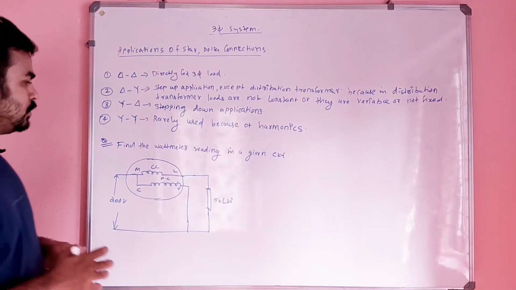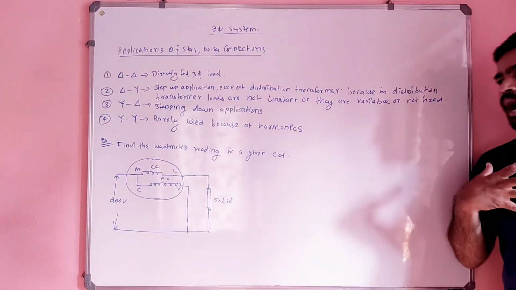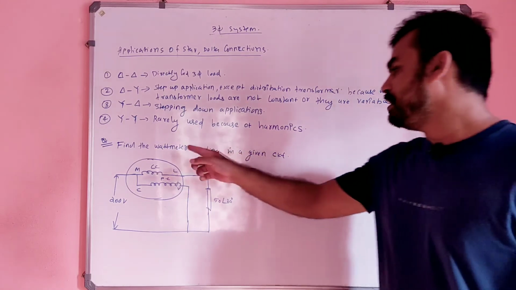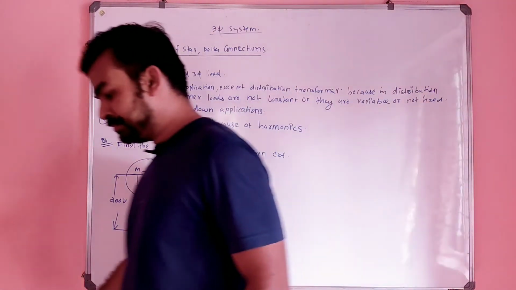So what is our aim? We have to find the wattmeter reading in the given circuit. How can we find it?